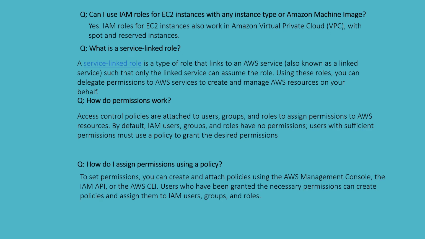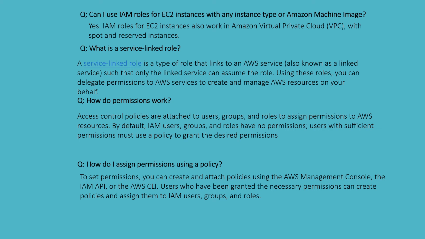Yes, IAM role for EC2 instances also works in Amazon Virtual Private Cloud, Spot, and Reserved Instances. What is a service linked role? A service linked role is a type of role that links to AWS services, known as linked services, such that only linked services can assume the role. Using this role, you can delegate permission to AWS services to create and manage AWS resources on your behalf.